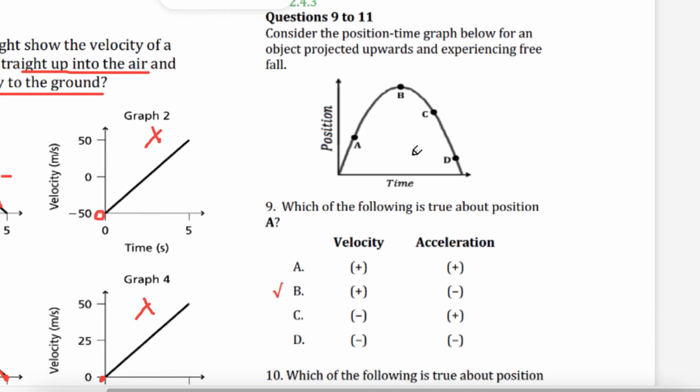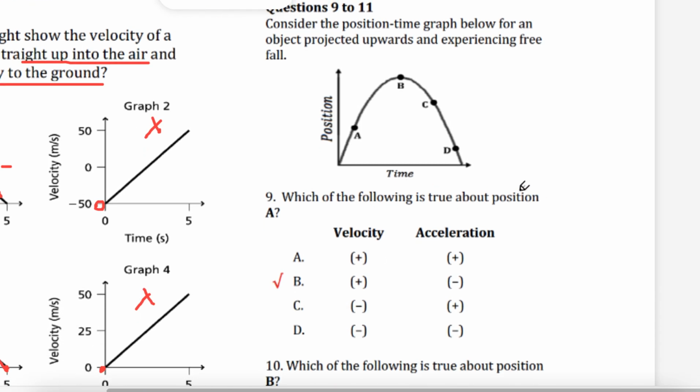Over here now we're looking at the graph and deciding what's true about the position, not the position, but the velocity and acceleration about the position. Which one? It's asking about A. You can see it's on its way up and it hasn't reached the top yet, so the velocity itself should be positive. So this would be a positive velocity.